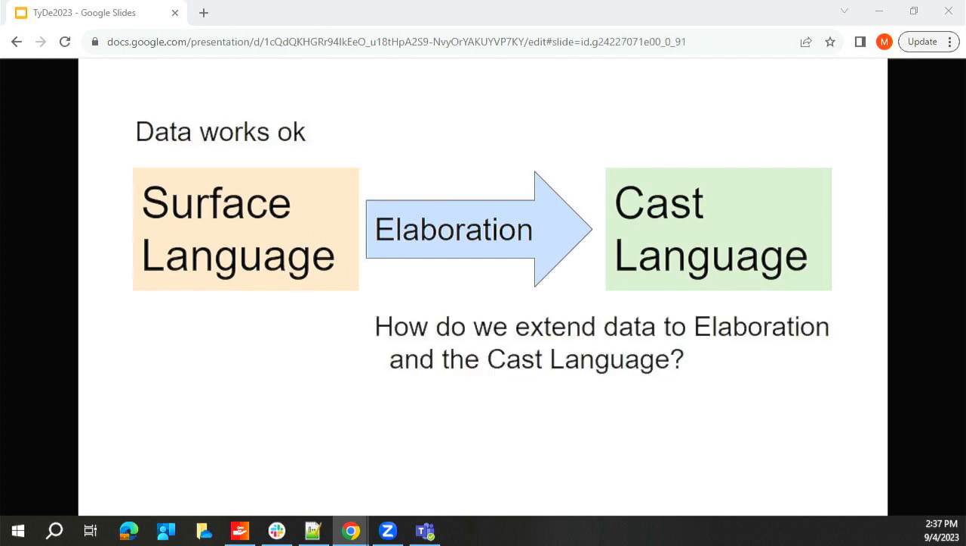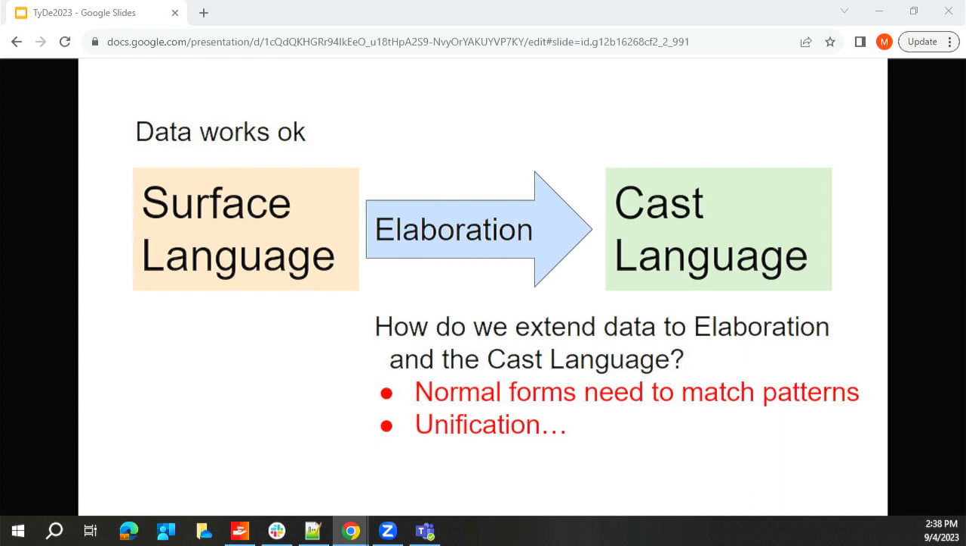Okay, so the surface language for data works okay, but when you extend the elaboration in the cast language to handle data, you have to handle a lot of things. First of all, or two specific related things: normal forms don't match patterns anymore. So that's not good. And also, we're using the full range of pattern matching with unification to resolve things, so we have to handle unification as well.